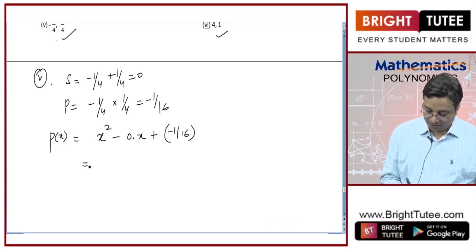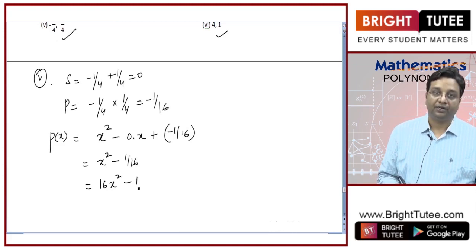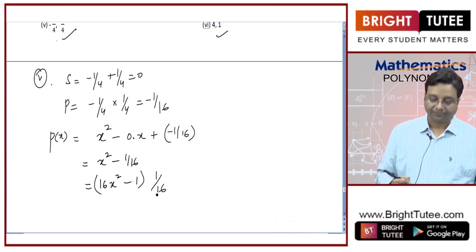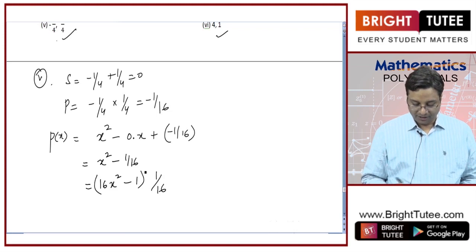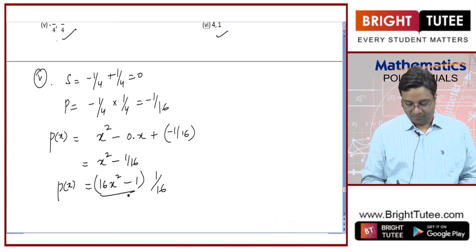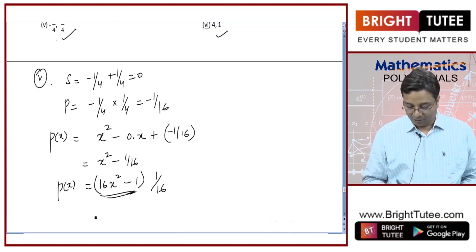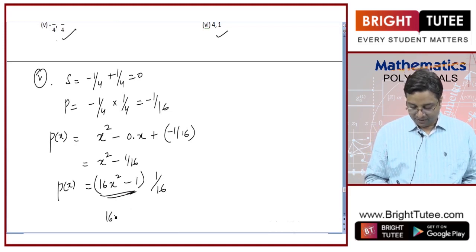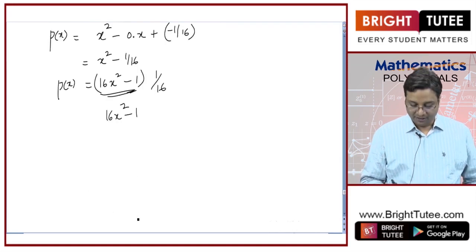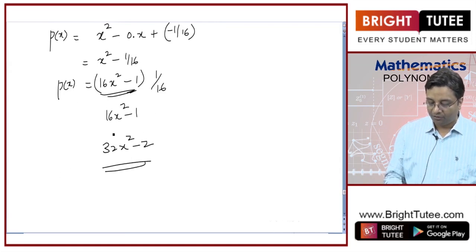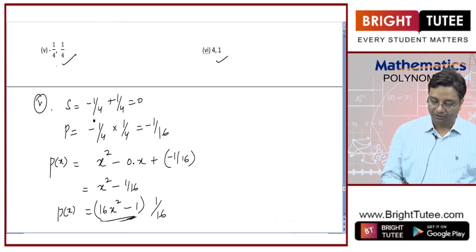Okay. So this can also be written as x square minus 1 by 16, or you can write it as 16x square minus 1, doesn't matter, right? It won't matter because this is one of the quadratic polynomials which will give me zeros as minus 1 by 4 and 1 by 4. Other polynomials can be like this, 16x square minus 1, right? Or I can multiply it by 2, 32x square minus 2. All these polynomials will give me the same set of zeros.